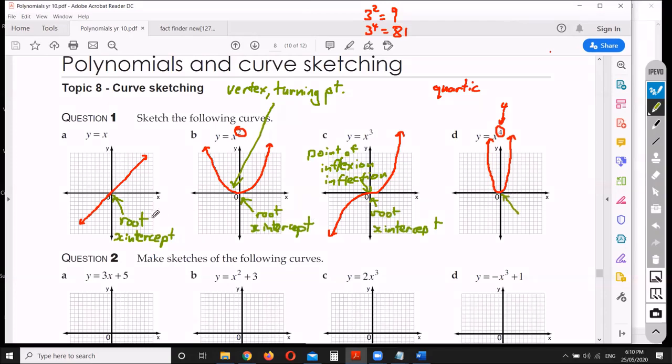The root, x-intercept, or turning point. Yes, a root or an x-intercept, or a turning point. Is it not a vertex anymore? No, you're very good. It is also a vertex.